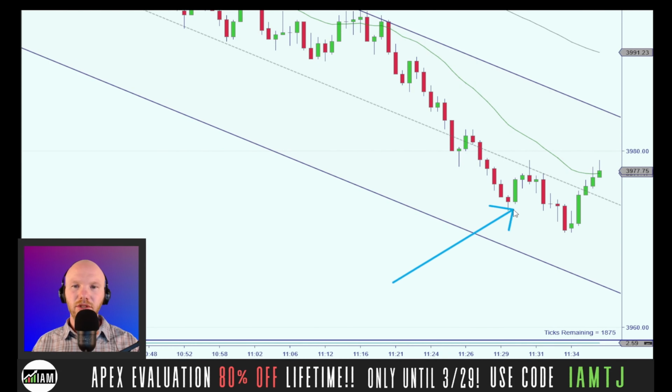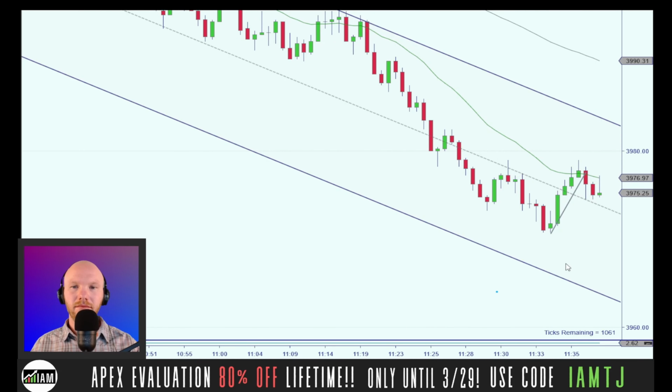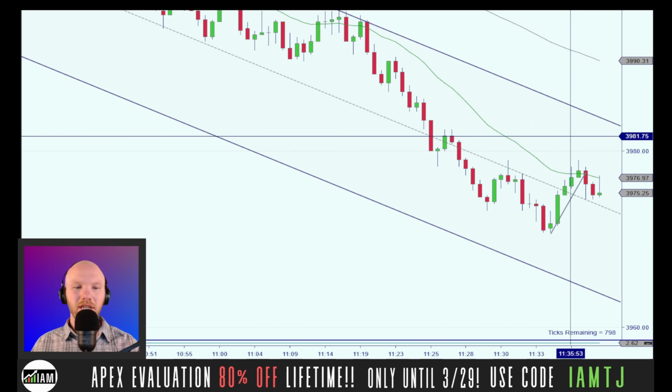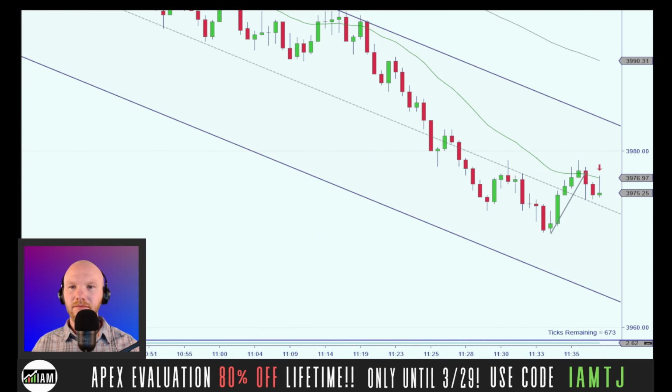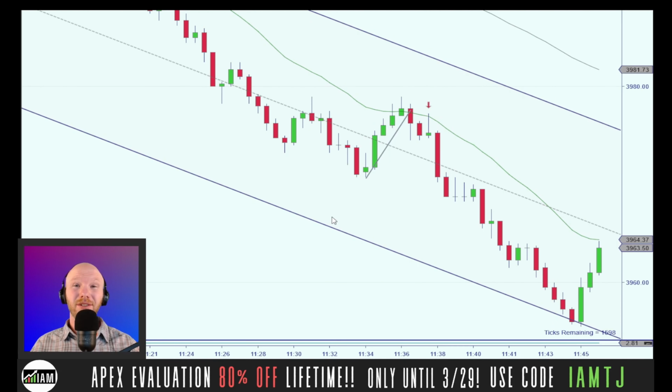This second entry short right here, EMA is holding prices. Extremely bearish. We got a nice pullback. We're not in any sort of short-term trend. That is a high probability setup. That turns out to be a beautiful trade. You could get a nice runner on that, bouncing off the low of the channel.